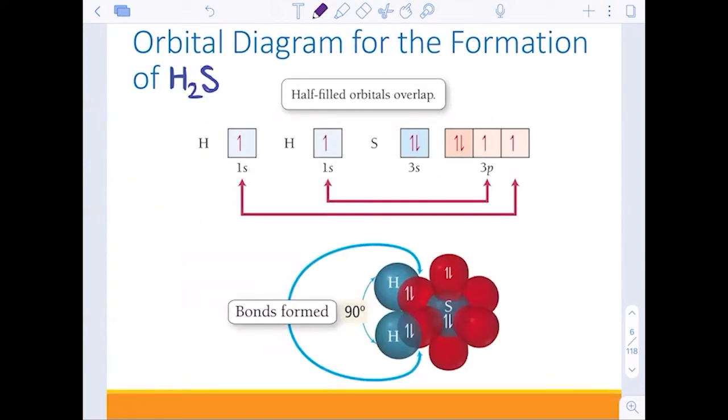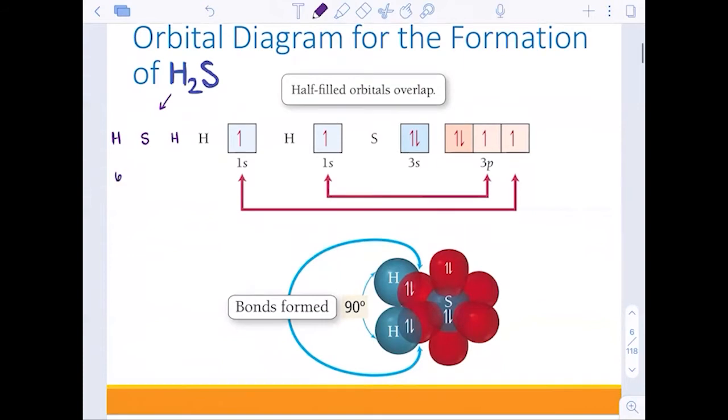So, basic idea here, the orbital diagram for the formation of H2S. Now this is a covalent molecule. S will be in the center because it makes the most number of bonds. We have H on either side. If we wanted to count up our electrons, we're just doing the Lewis structure right now. Again, everything results from a Lewis structure. If you're not comfortable with Lewis structures, you will not be comfortable with anything else in chapter 5 or 6.